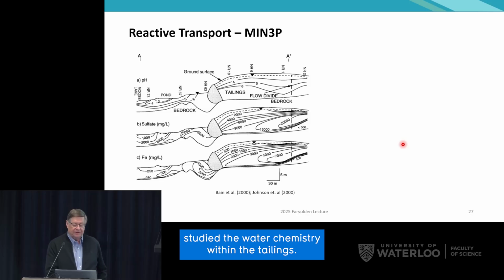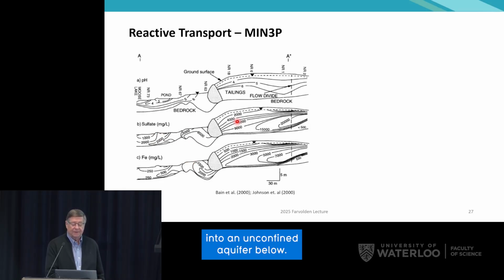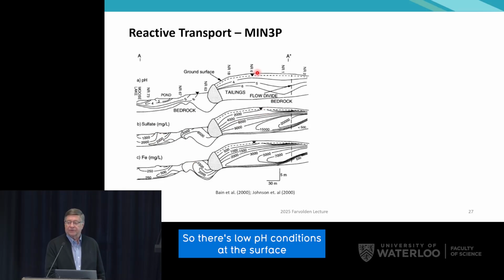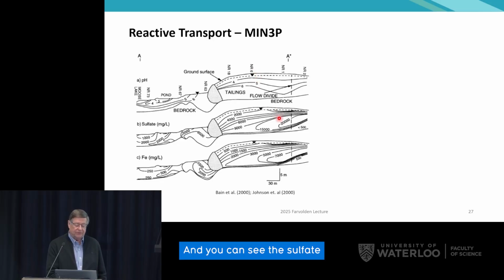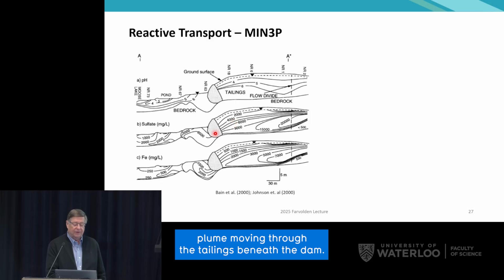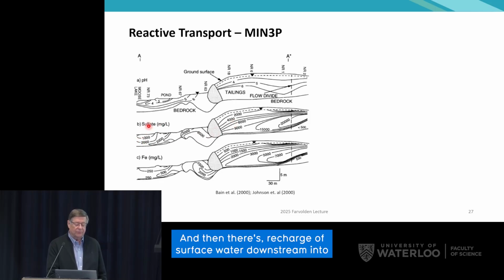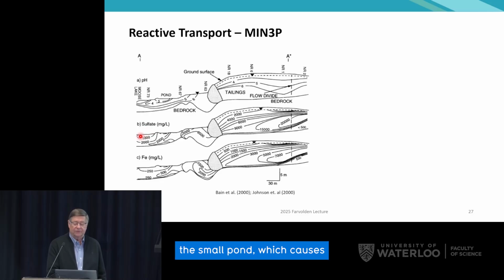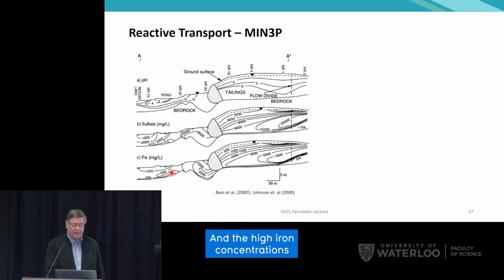So Ray Johnson studied the water chemistry within the tailings impoundment, and Jeff Bain studied the plume that was emanating from the tailings into an unconfined aquifer below. So there are low pH conditions at the surface where sulfide minerals have oxidized, then that water is moving through, and you can see the sulfate plume moving through the tailings, beneath the dam, and into the aquifer. And then there's recharge of surface water downstream in a small pond, which causes additional acidification down here in low pH conditions. And the high iron concentrations are also moving through the aquifer.